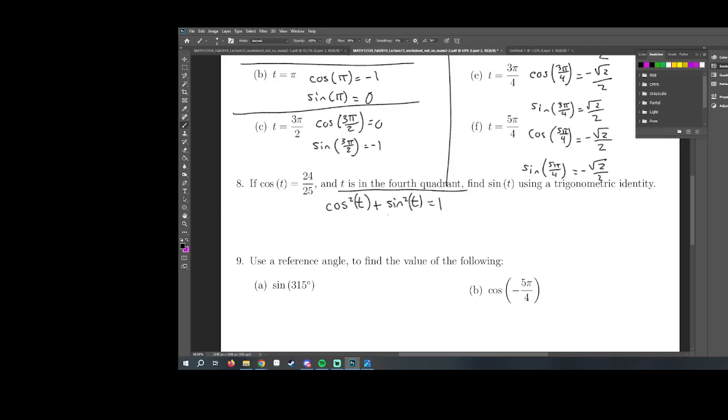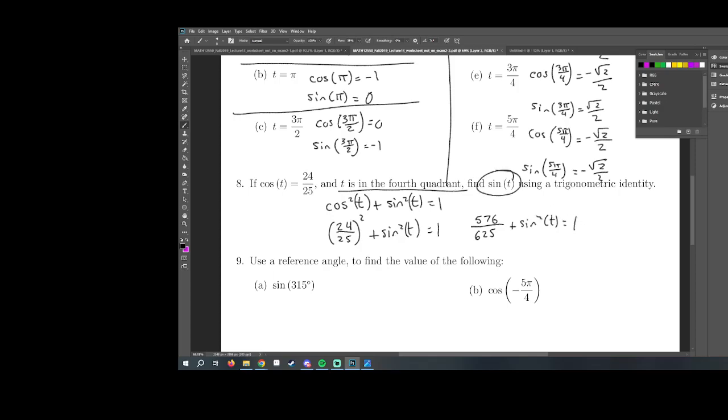If we plug in, we're going to get 24/25 squared plus sine squared t equals 1. And we can solve this, right? We can square 24/25, which is the same as just squaring 24 and squaring 25. So let's see, 24 squared is 576. 25 squared, I should know, but I don't off the top of my head, is 625. So 576 over 625 plus sine squared t equals 1.